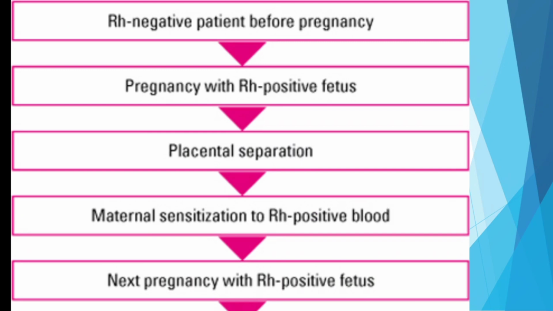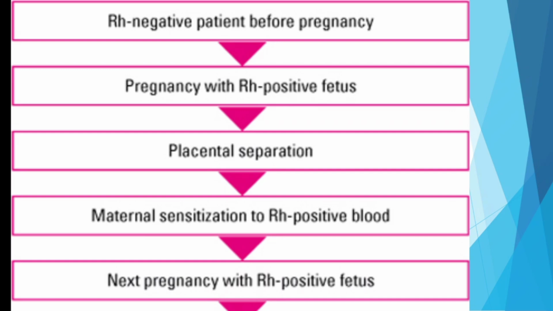Next, in the flow chart we will see an Rh negative patient before pregnancy. If she gets pregnant with an Rh positive fetus, during placental separation there is maternal sensitization to Rh positive blood. Then in the next pregnancy, again she conceives an Rh positive fetus, and what reaction will take place?